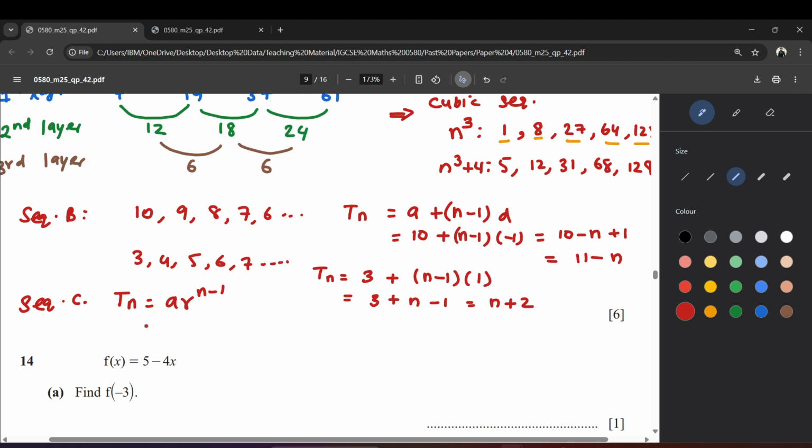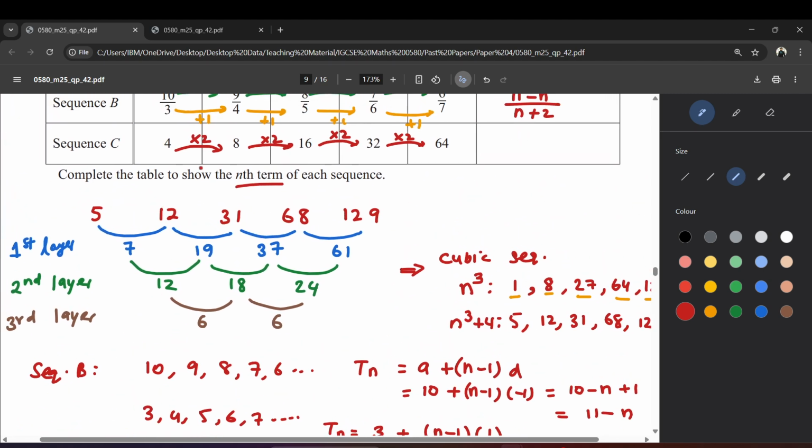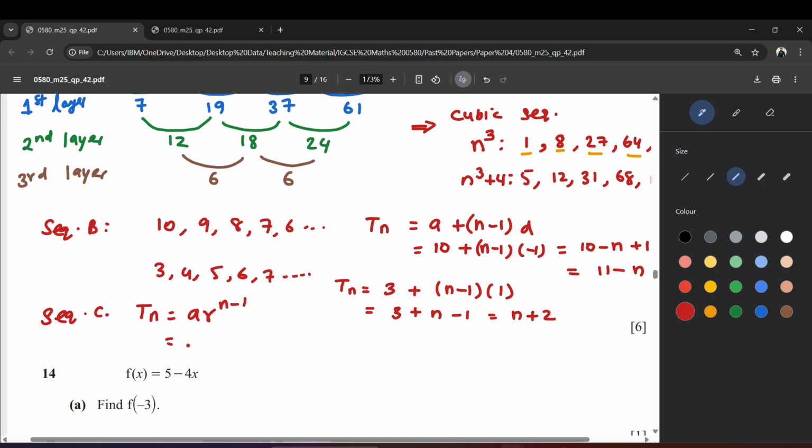So let's see. a is the first term of the sequence, which is 4. r is the common ratio. The common ratio is what you are multiplying your term with. So in our case, it is 2. So this is 2 to the power n minus 1. Now here, make sure that you don't just leave your answer in this form. Sometimes it is acceptable, sometimes it is not acceptable, right?